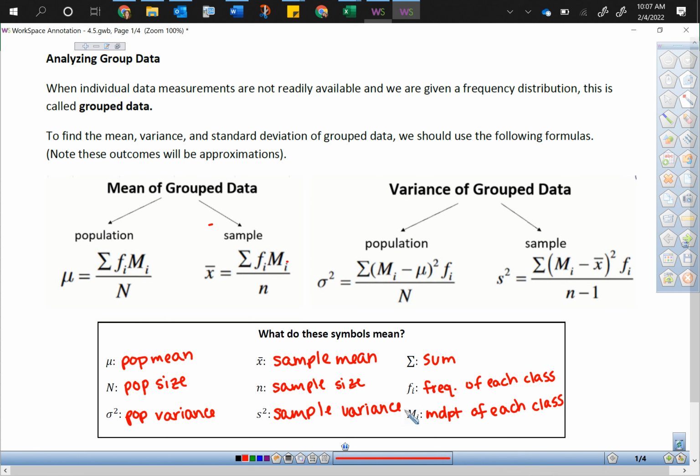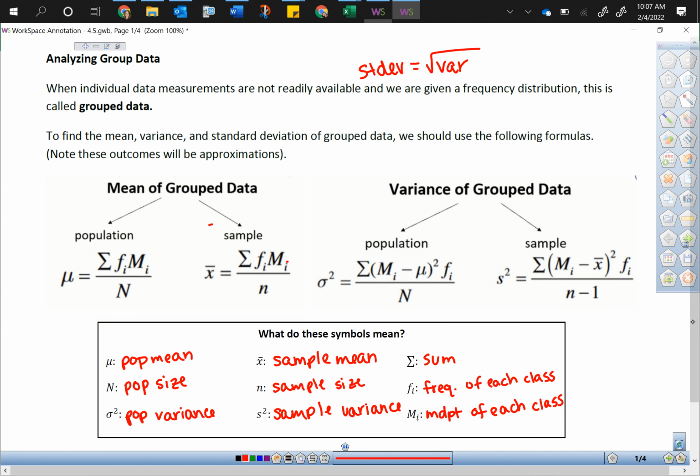Now my next question is, how do I find the population and sample standard deviation? I don't see a formula for that. How do I find that? What is population standard deviation? How do the standard deviation and the variance relate to one another? Standard deviation is the square root of the variance. That's all it is.